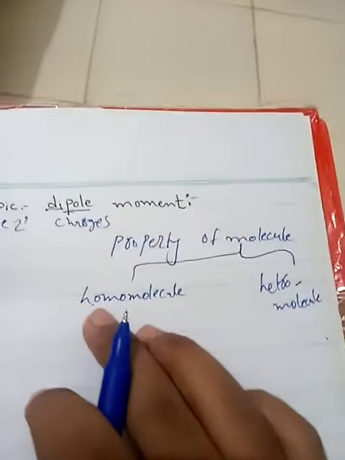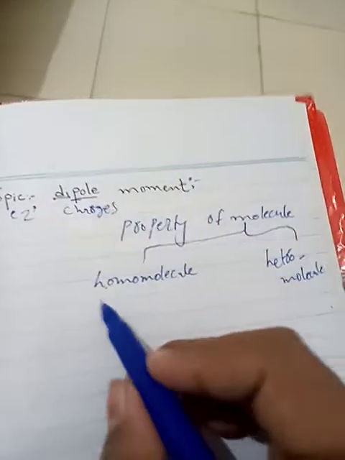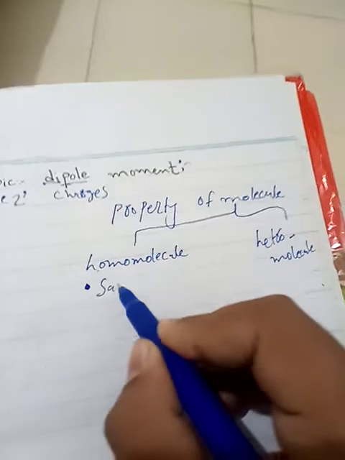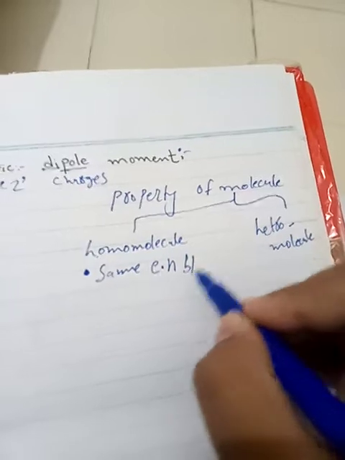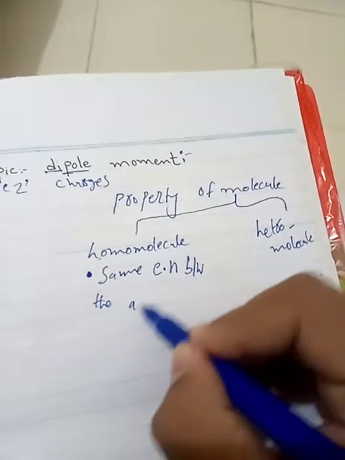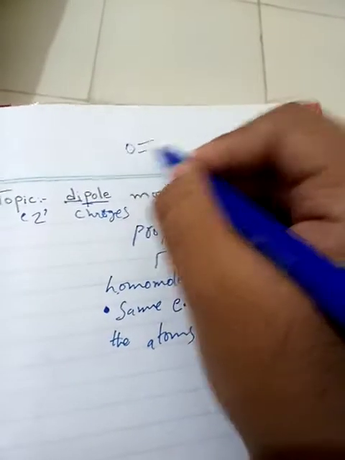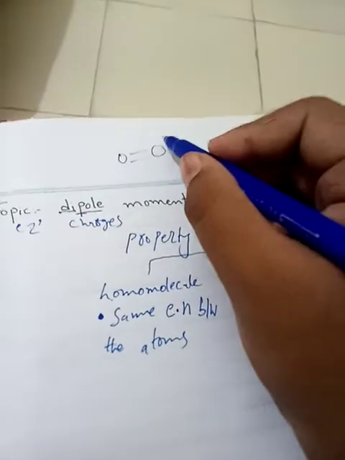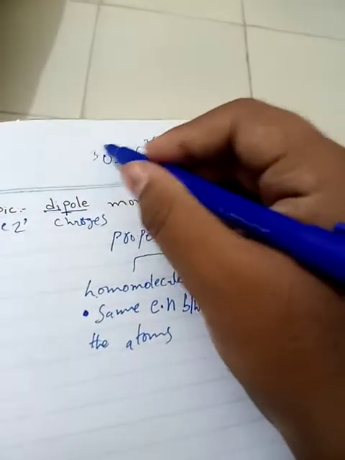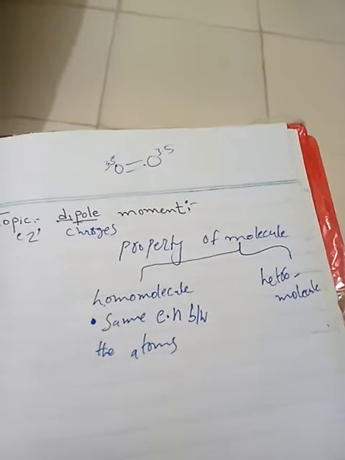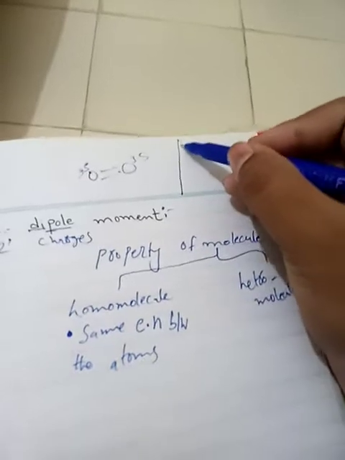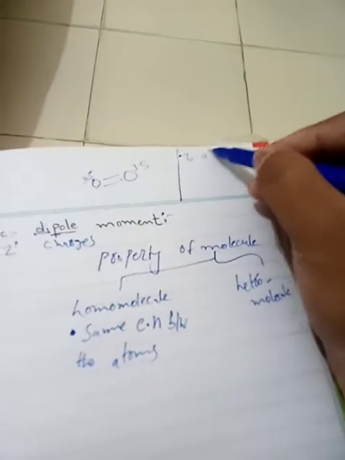Okay, so in homomolecule we are having the same electronegativity between the atoms. For example, if there is an atom like oxygen and there's another oxygen, the electronegativity of oxygen is 3.5, here also 3.5, so the same electronegativity, and that's why there will be no dipole moment. And the definition of electronegativity is to attract the shared pair of electrons.